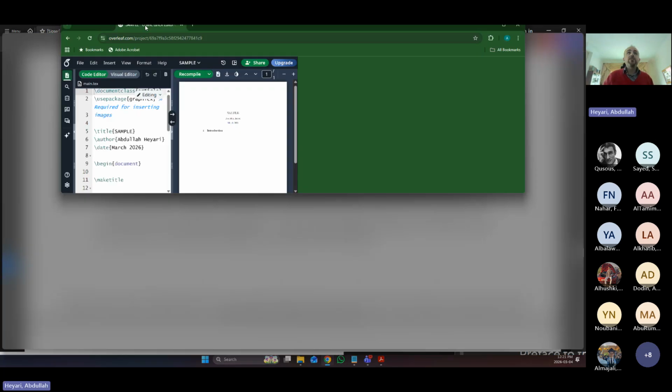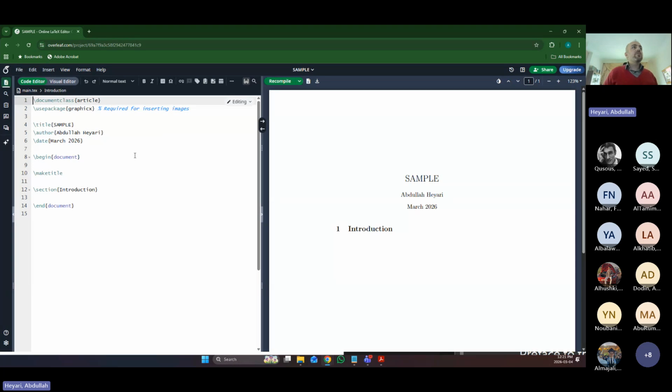So can you see my browser? I hope. So this is a LaTeX document. To the left, you see the code, and to the right, you see the output. The output is a document. It's a PDF document. So, I mean, the title can be anything meaningful. Introduction to efficient algorithms using probability.